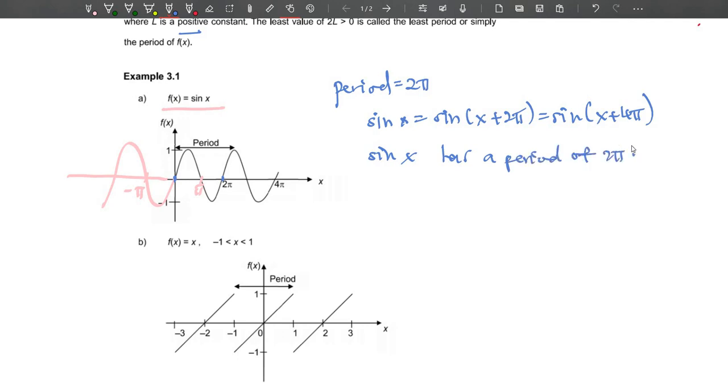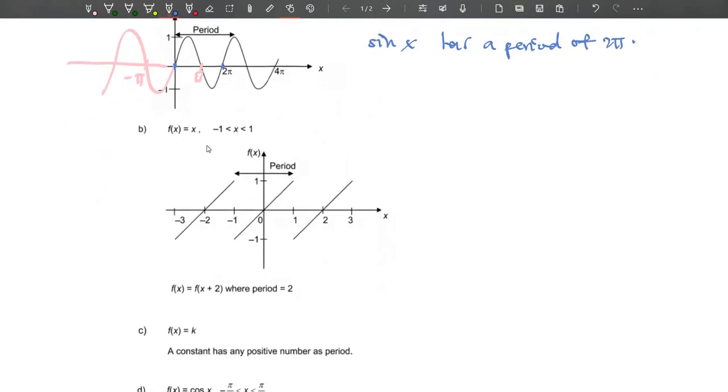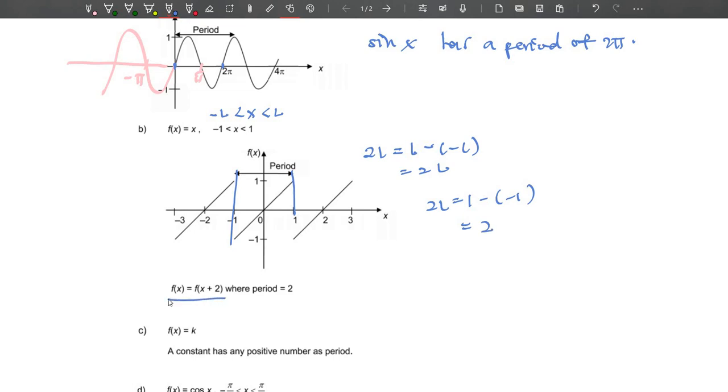Next, b, f(x) equal to x when x is between negative 1 and 1. As you can see, this is our negative L to L. So 2L is the upper boundary minus the lower boundary. The upper boundary is 1 minus the lower boundary, negative 1, so 2L is equal to 2. As you can see, f(x) is equal to f(x + 2), where the period is equal to 2. That means it repeats the form.